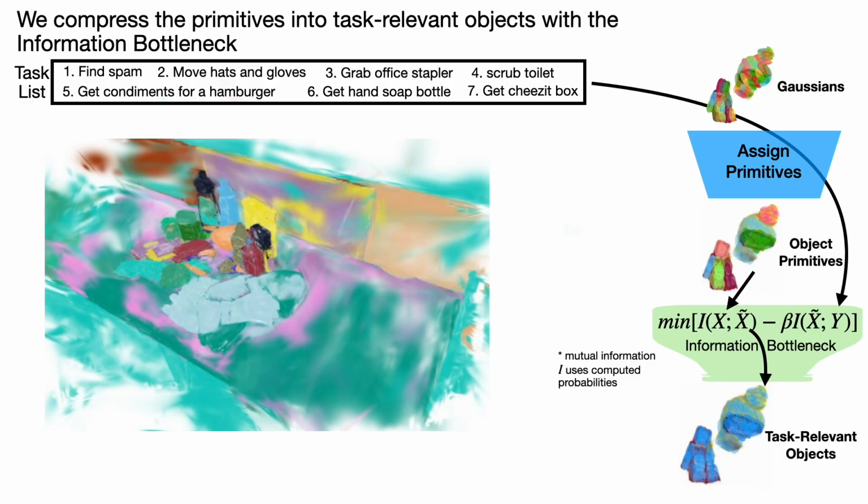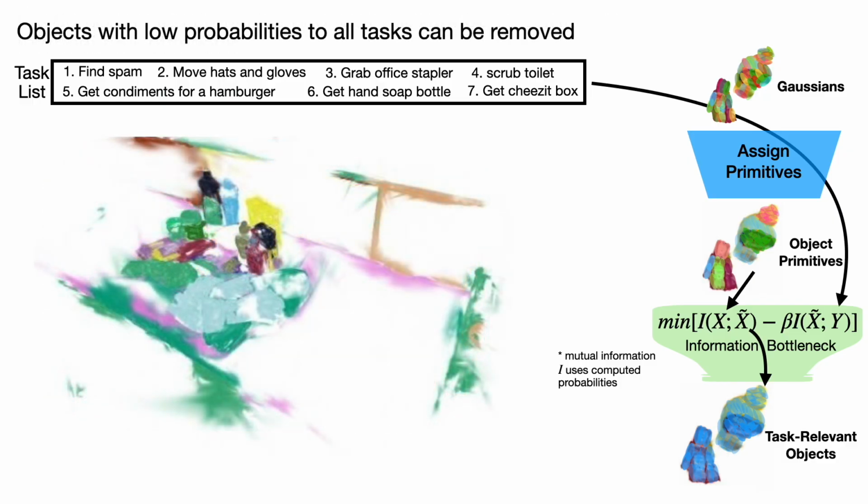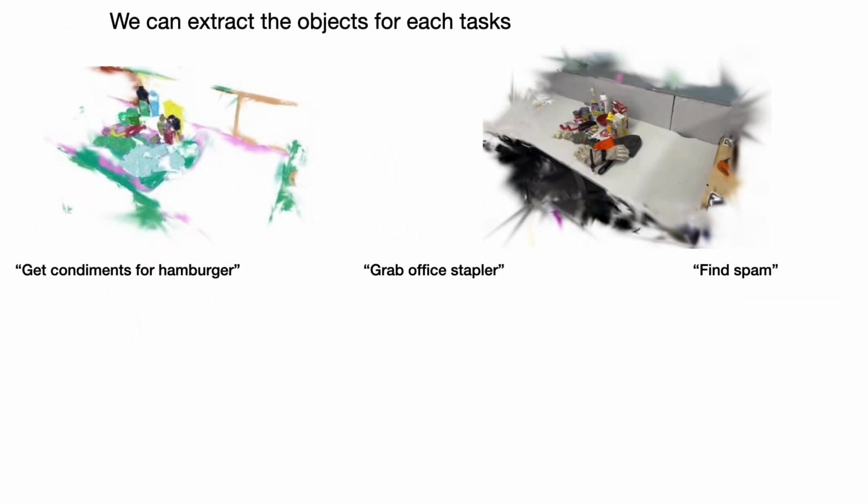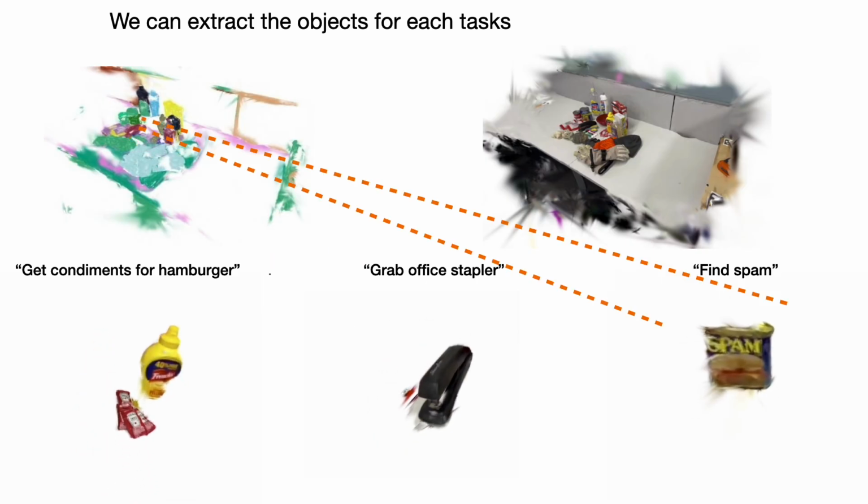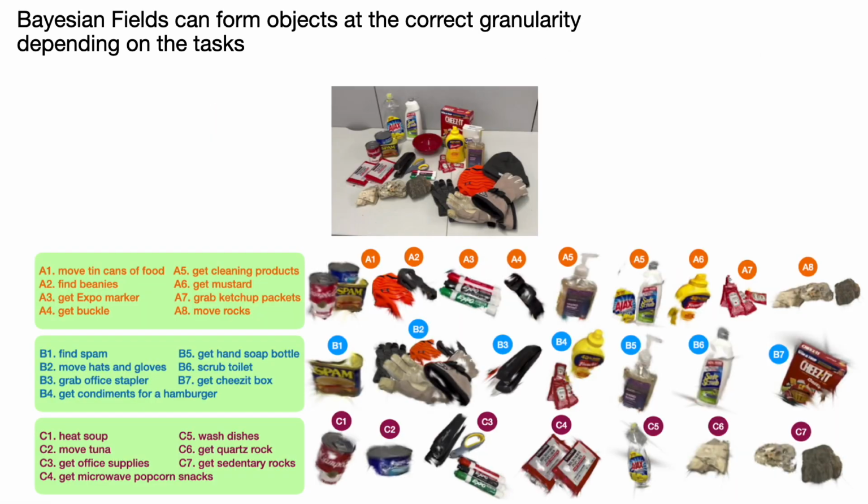Any objects that remain in the map that have a low probability to all tasks can be removed. This gives us our final task-relevant representation. We can now extract objects for each task. For example, get condiments for a hamburger, grab off his stapler, find spam. We can do this for many objects in a scene.